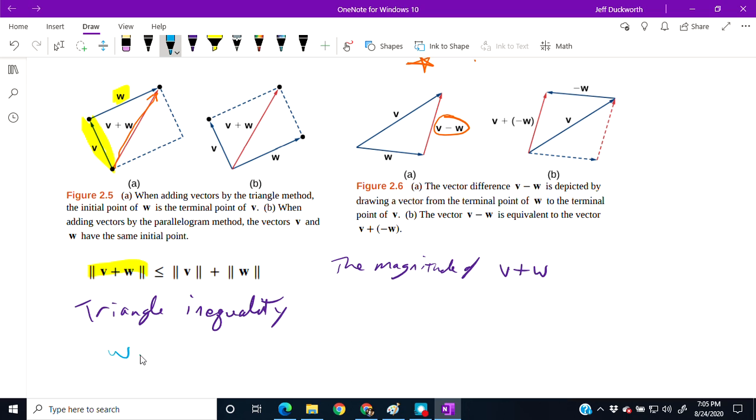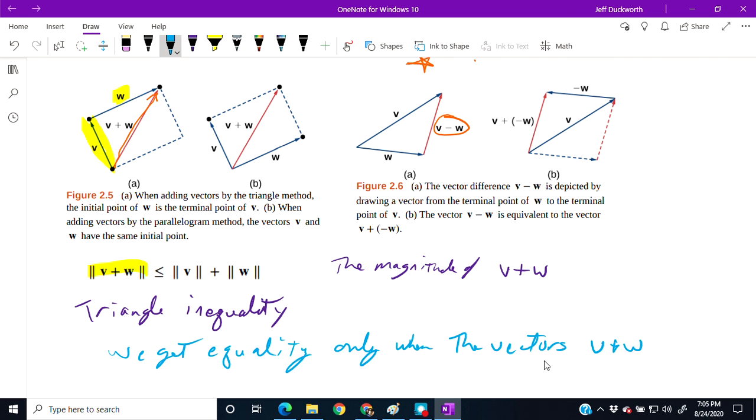In fact, we get equality only when the vectors have the same direction. So that's the only way we're going to get equality. Typically, you're going to see it's going to be less than what that is.